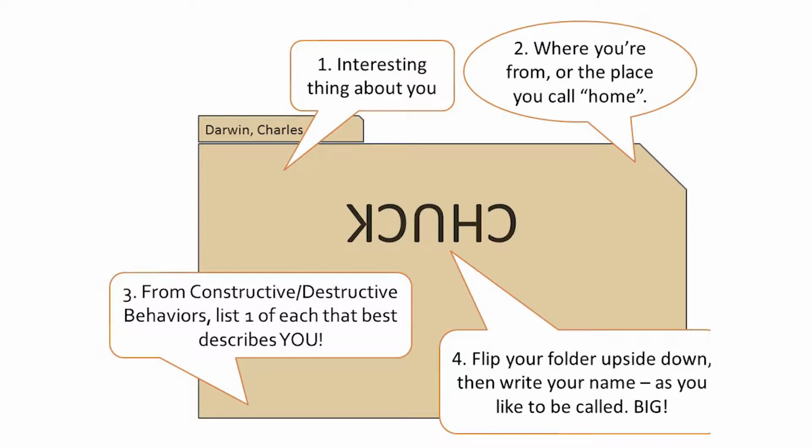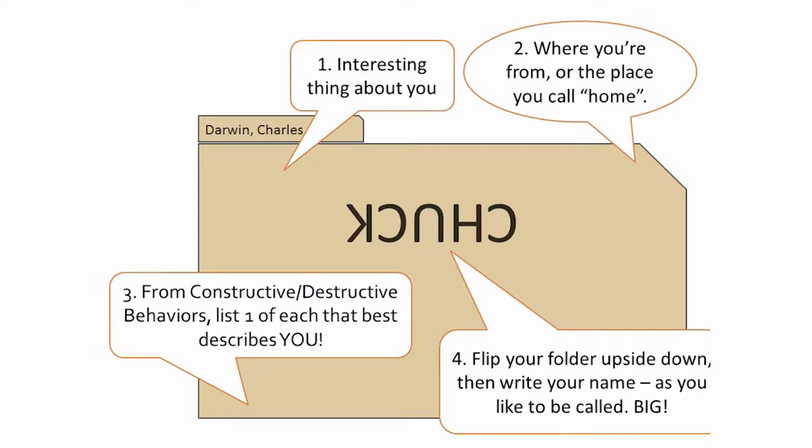So I usually have the folders already with their names printed, so they're going to find one that has their name on it. If not, they can add their name. But there's a couple of things that we want them to actually put on the folder. So they're going to put a little fact about themselves, what makes them interesting or unique, where they're from. We also want them to flip the folder upside down and put the name that they like to be referred to as on that and write it really big.